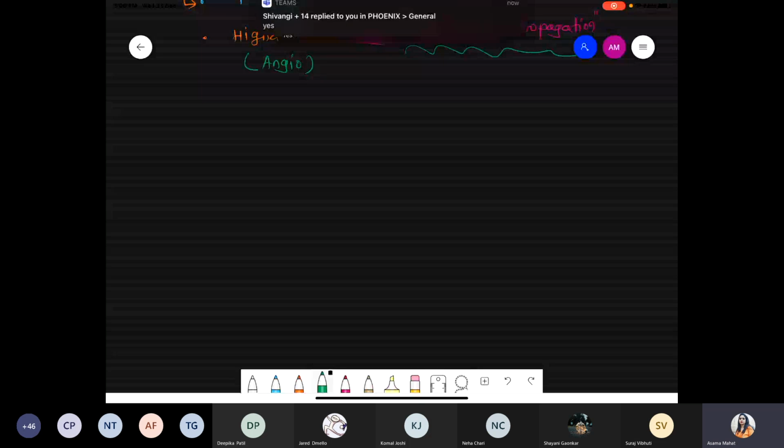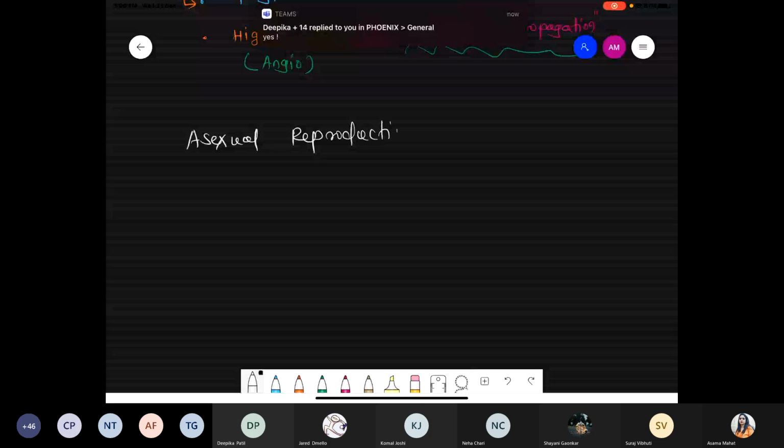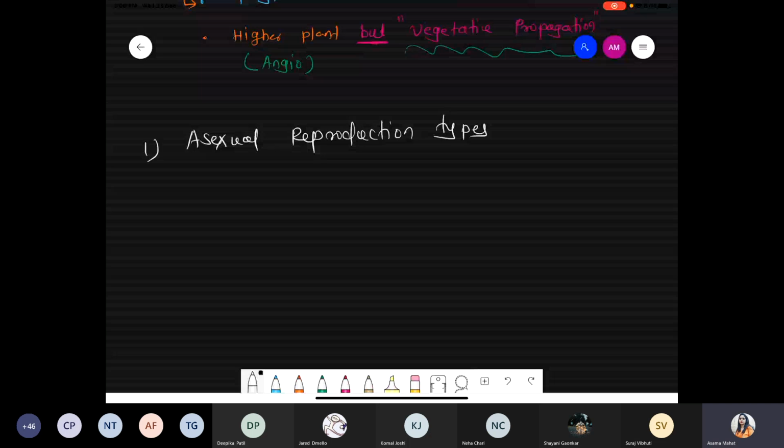Okay. So the first point, we are talking about the first type. First of all, asexual reproduction types. Okay. This is the title and we are taking the types, like we'll discuss what is the meaning of binary fission, then we discuss what is the meaning of the process of budding.